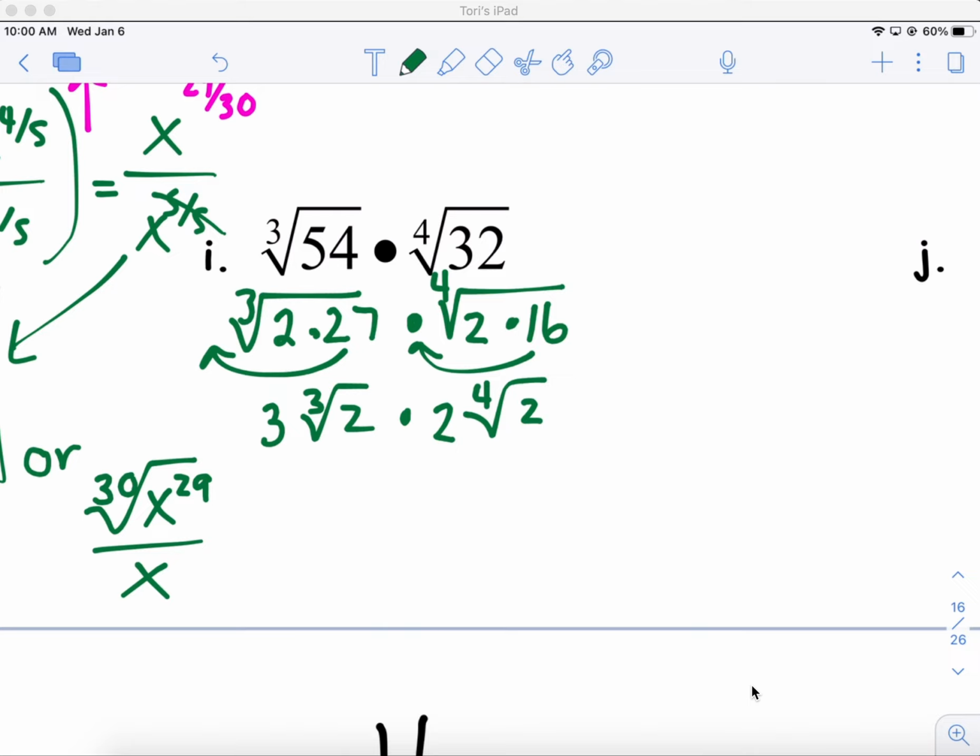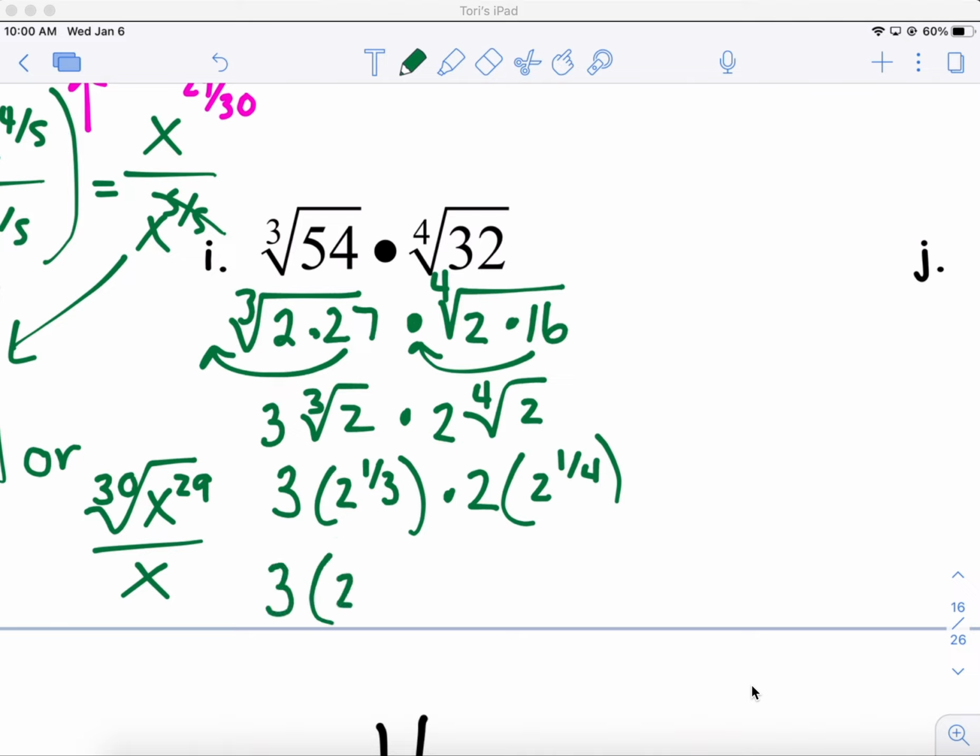Multiplying these together might be easier if you were to use fractions. So let's say 3, and then 2 to the 1/3 times 2, and then 2 to the 1/4. I am going to convert these into 12ths. Okay, so if you've been paying attention, you know to become a 12th, I need to multiply by 4. To become a 12th over here, I need to multiply by 3.